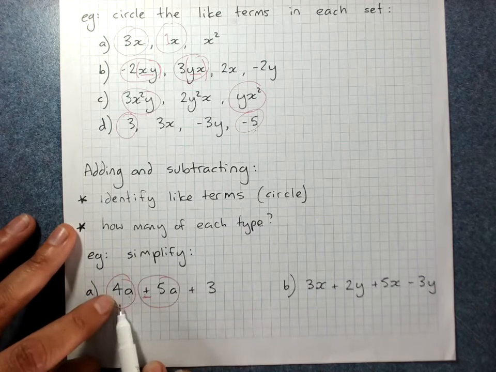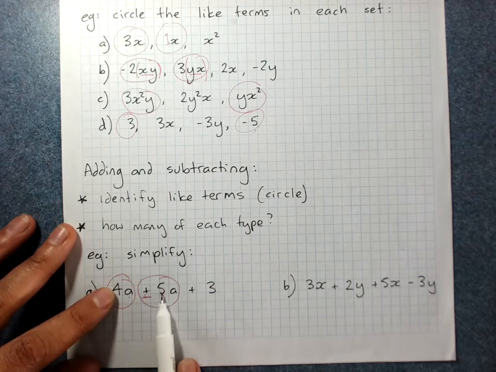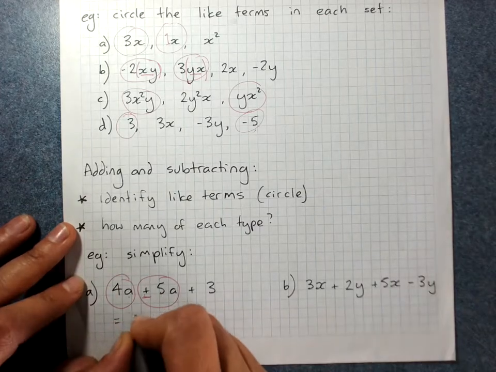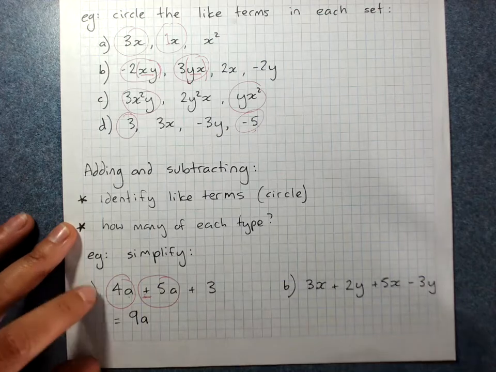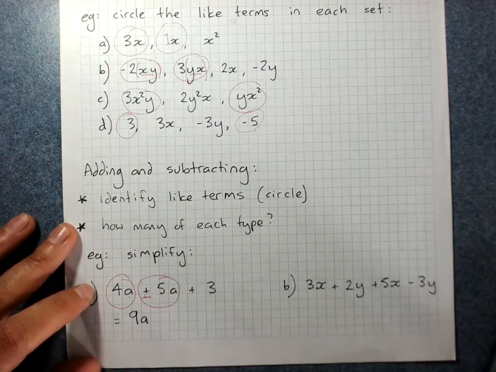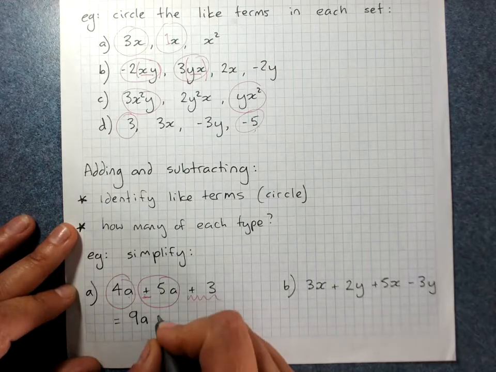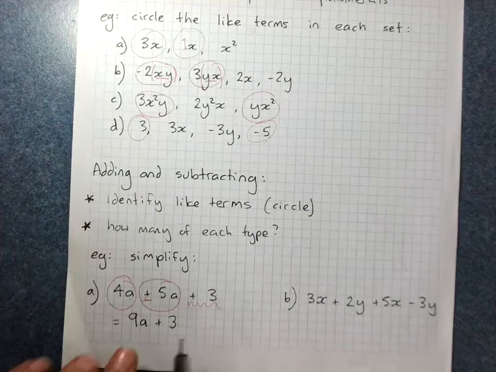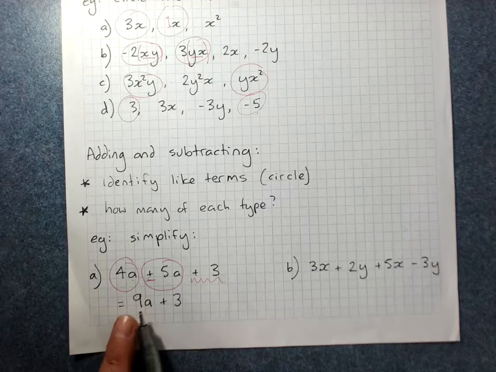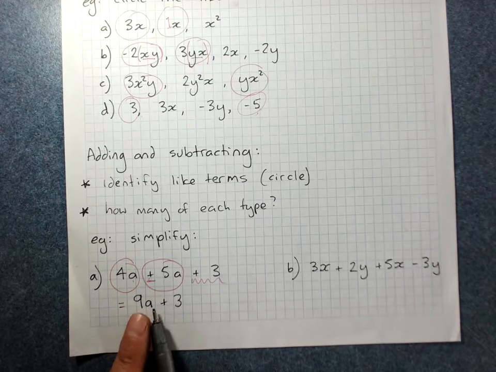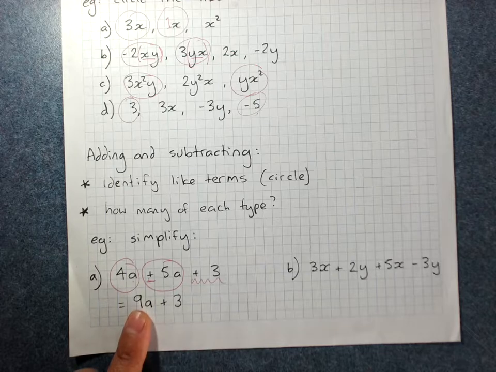I don't know what a is, but I've got 4 of them and I've got 5 of them. I know that equals, I've got 9a. And then the plus 3 is just hanging out on its own. I just put that in on the end. I can't combine those because this is counting a's, whatever they are, and this is just numbers. I've got 9 a's and I've got an extra 3 numbers.